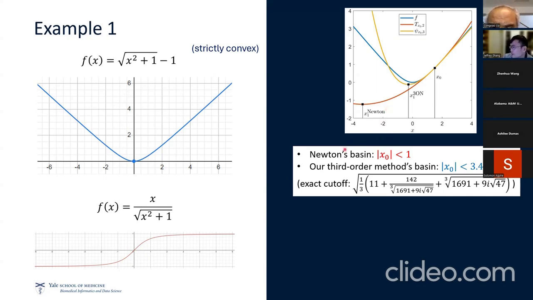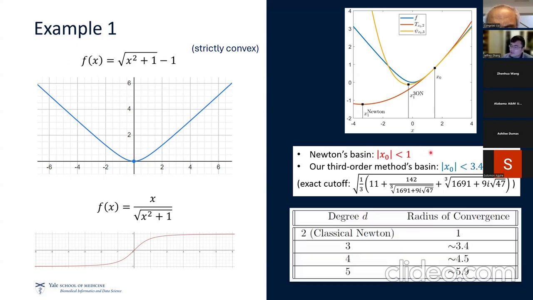For this particular function, the basin of attraction for regular Newton's method only goes up to 1. If you go higher, it goes up to 3.4. And if you use more information, then this keeps going up and up. The reason that Newton's method has a rough time with this particular function is it basically gets linear towards the end. So you can imagine if you drew the approximation here, it basically looks like a line that shoots all the way to the other side of the x-axis.